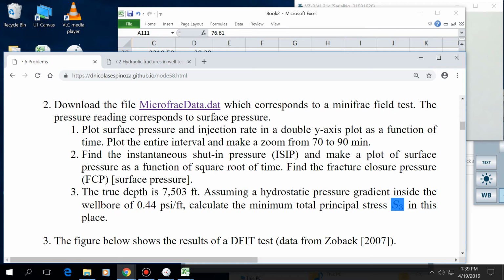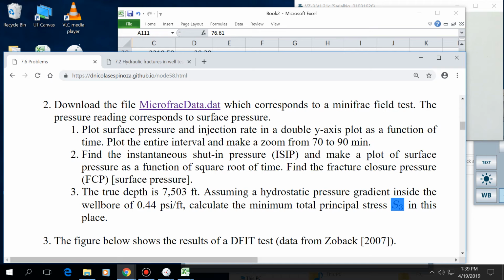How are you going to obtain this? By adding the surface pressure reading to the column of fluid that you have in order to get to this depth. And that's going to give you the minimum principal stress. Okay? So please go ahead and calculate that one. And if you have the value, just let me know.